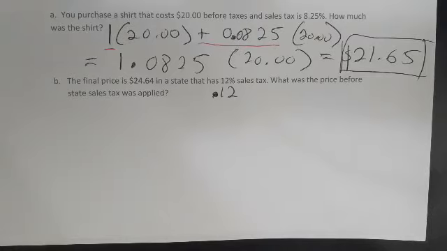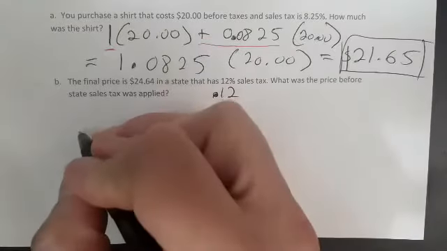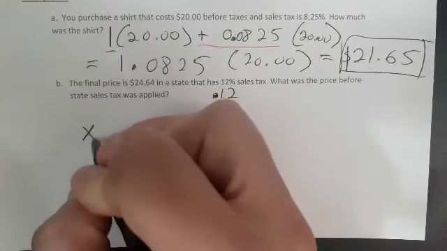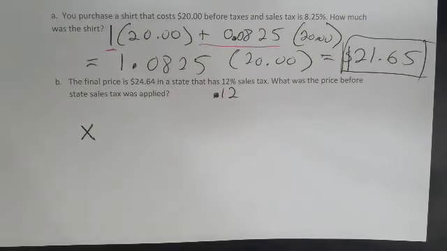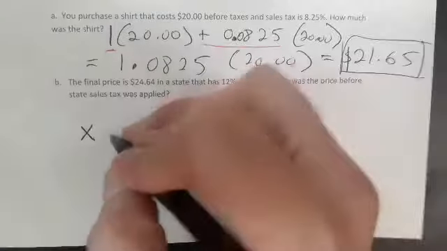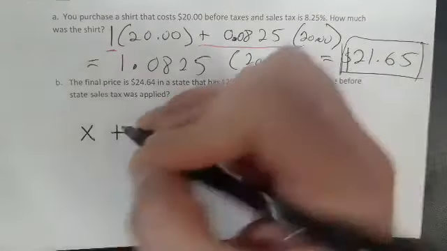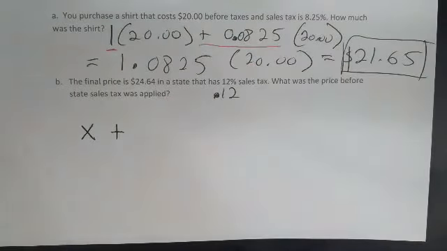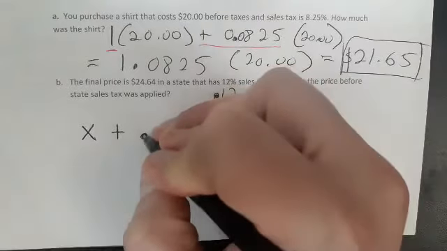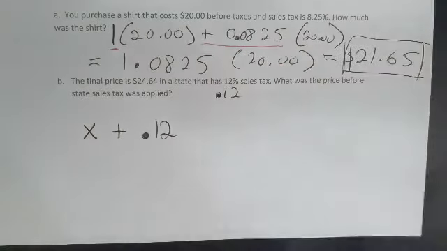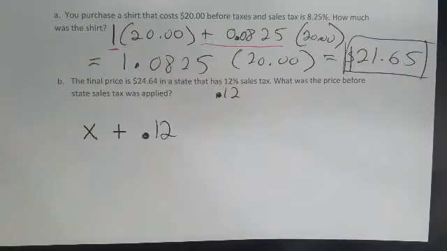So I don't know what my price is. And in algebra, if you don't know what your price is, you could let it be X. I don't know what my price is, but I know I'm going to have to add some sales tax to that. The sales tax that I'm going to have to add is 12%. But this 12% is of something.